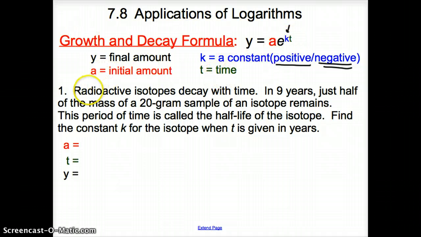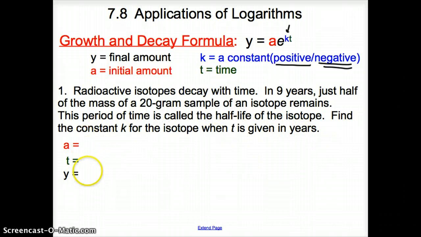So what do these problems look like? A radioactive isotope decays with time. In 9 years, just half the mass of a 20-gram sample of an isotope remains. This period of time is called the half-life of an isotope. Find the constant k for the isotope when t is given in years.